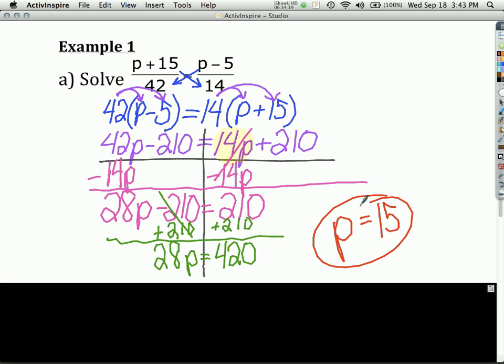Now, it's easy to check proportions to see if you got it right. Put the 15 back here and here. And then check and see if they become equivalent fractions. 15 plus 15 is 30 over 42. And then 15 minus 5 is 10 over 14. Are those equal to each other?